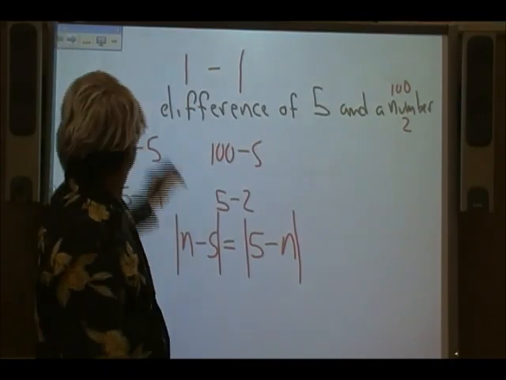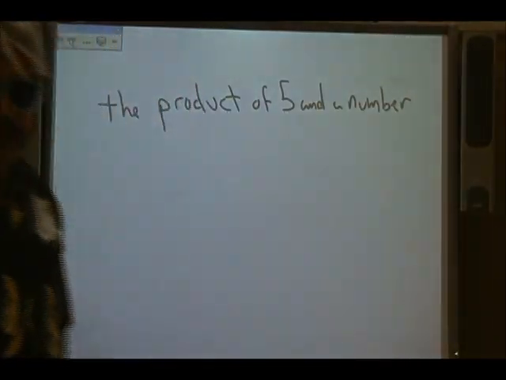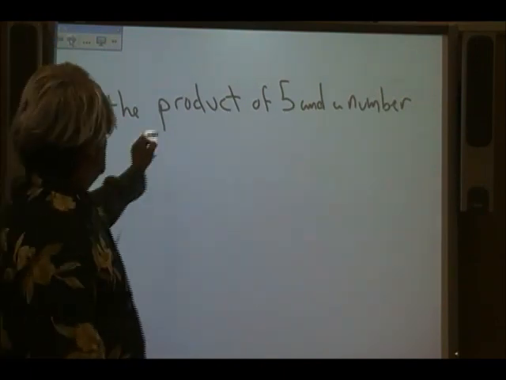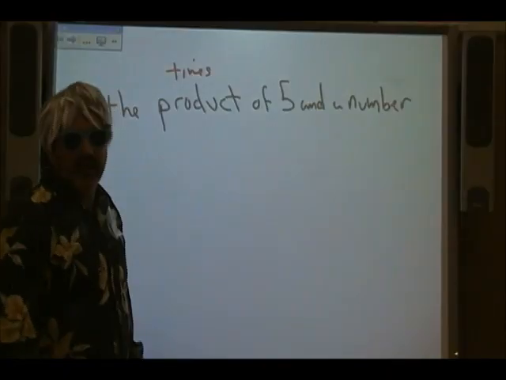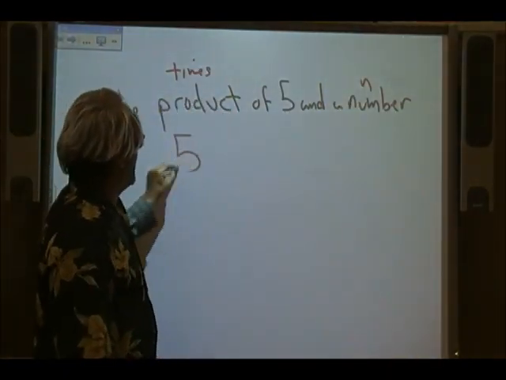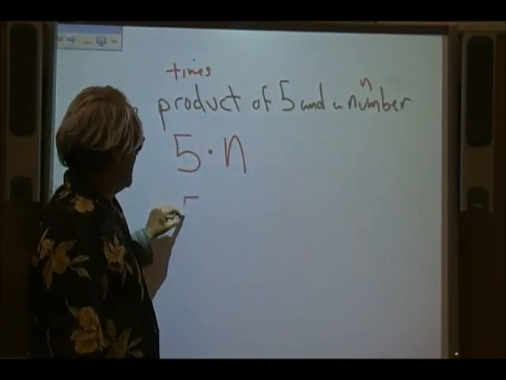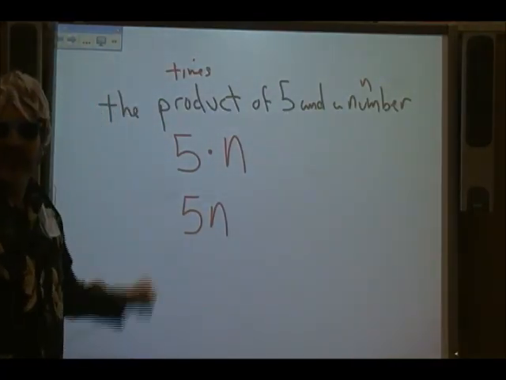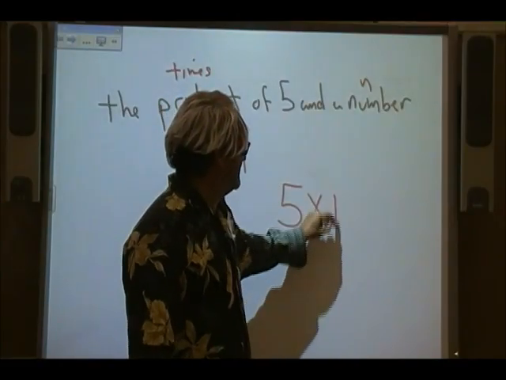Let's see what else we have. The product of 5 and a number. Product means times. So we can write it two ways, and we'll use n again. You can either write 5 times n, or 5n. You have those choices. But do not use this.